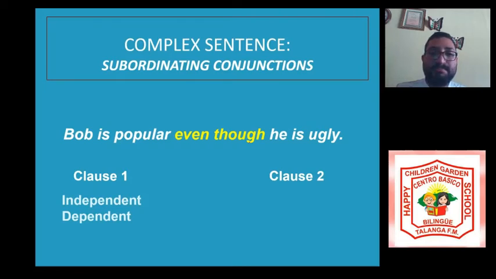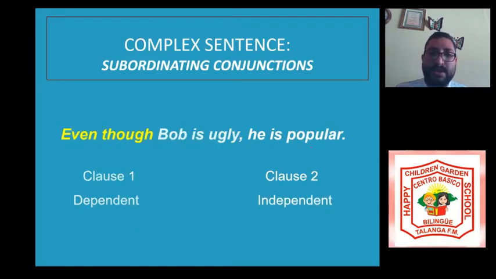So, Bob is popular. This is dependent: even though he's ugly. Even though he's ugly depends on this one, because with even though, you ask: why? What is missing? Even though Bob is ugly, he is popular. Clause 1 is dependent, and clause 2 is independent. He is popular. So it depends on the subordinate conjunction that is joined to it, whatever part of the sentence it is.